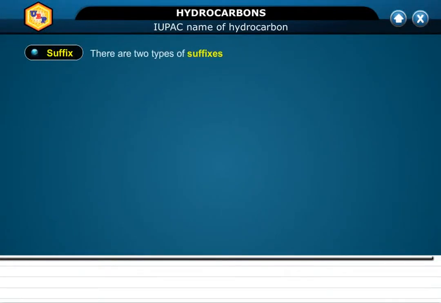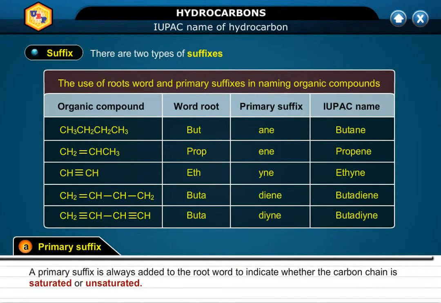Suffix. There are 2 types of suffixes. Number 1, primary suffix. A primary suffix is always added to the root word to indicate whether the carbon chain is saturated or unsaturated.